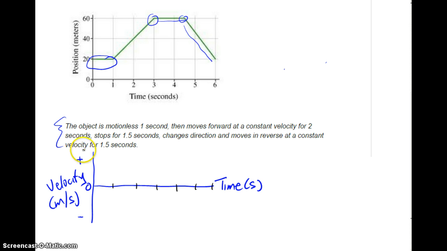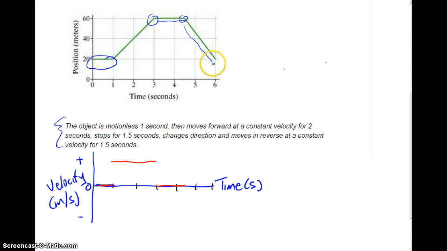Velocity on the vertical axis, time on the horizontal axis. I've tried lining it up with the graph above. So we're at 1, 2, 3, 4, 5, 6 seconds. Initially, we can see we're at 0 velocity. I can indicate that with a line right. For the next 2 seconds, I can see I'm at a constant positive velocity right along here. I see again I'm at 0 velocity for the next second and a half.